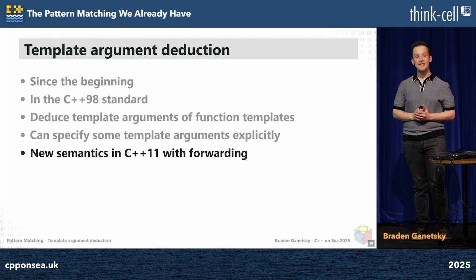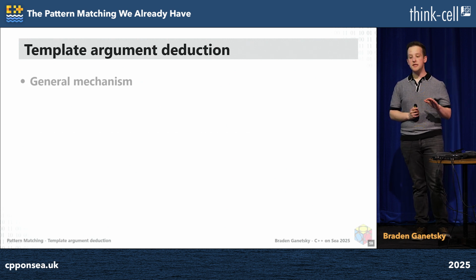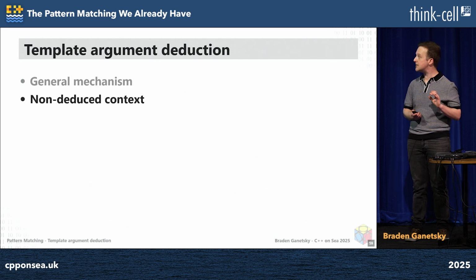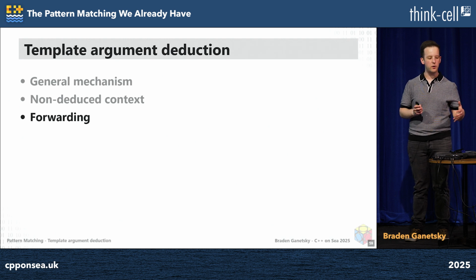And there are some new semantics in C++11 with forwarding, and I'll get into that. The way I'll do this section, I'll talk about the general mechanism of template argument deduction, then I'll talk about the non-deduced contexts, you'll see what that means, then I'll talk about the rules of forwarding and sort of how it tripped me up enough to write this talk in the first place.